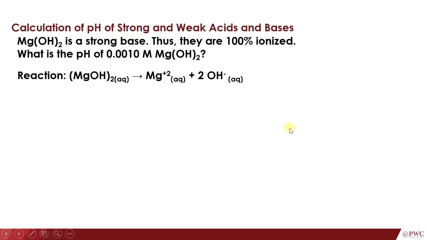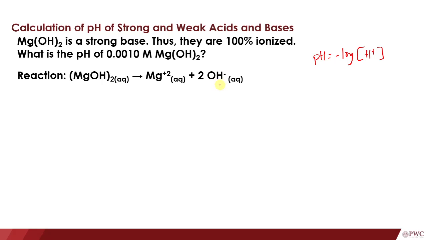This time it's a strong base. A strong base, the same as a strong acid, is completely, or 100%, ionized. We're asked to determine the pH of this given amount of our base. The pH is equal to the negative log of the concentration of H plus. But this one is a base, and here we can only calculate the OH minus concentration.